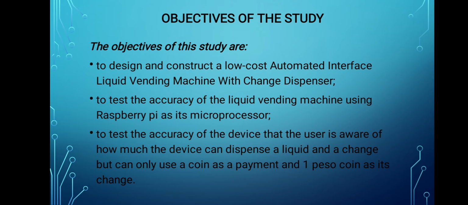To test the accuracy of the device so that the user is aware of how much liquid and change the device can dispense, but it can only use a coin as payment and a 1 peso coin as its change.